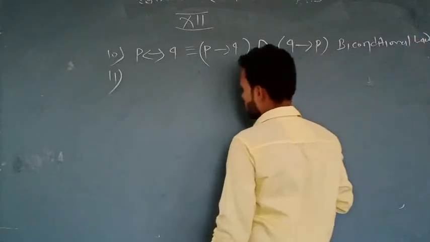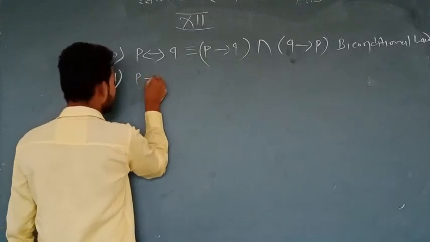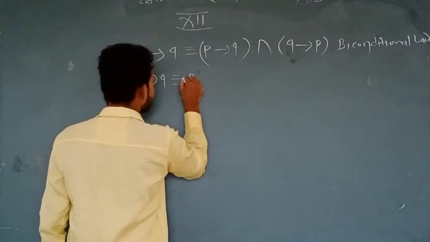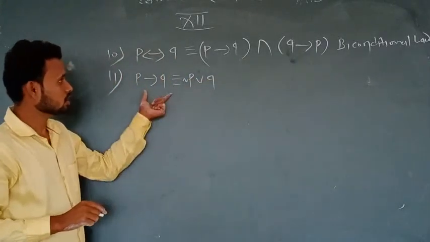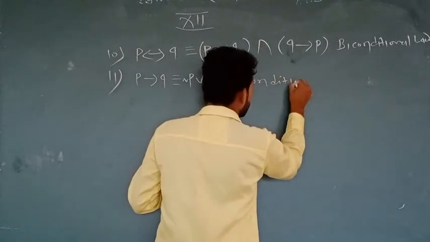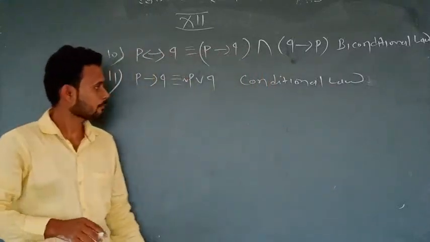And the second one is the conditional law. Conditional law: P implies Q is equivalent to negation of P joined with Q. This is known as the conditional law.